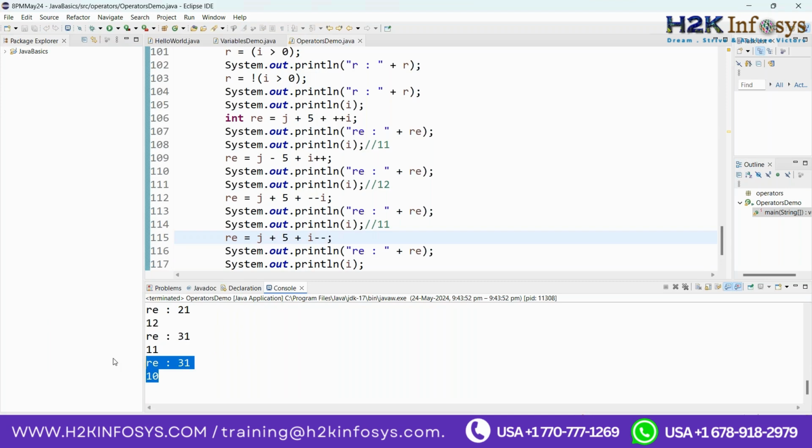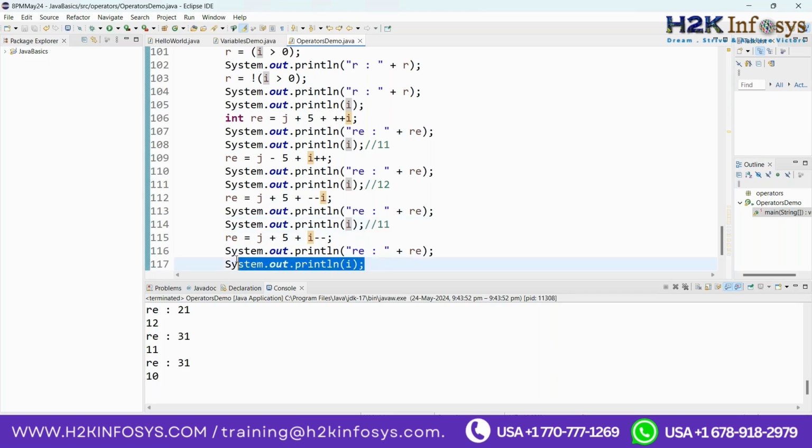So why is J 15? 15 plus 5, 20. Whether it is post or pre, post means we take the I value, whatever it is there. So 20 plus 11, 31. After that, your expression will become minus 1. So I value will be 11 minus 1, 10. So RE will not update. RE will have the value till I, and after that it is updated in I only, right? Absolutely correct.